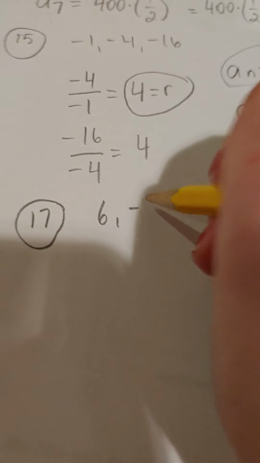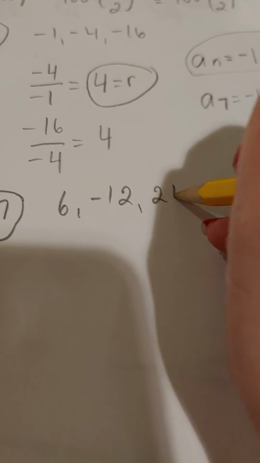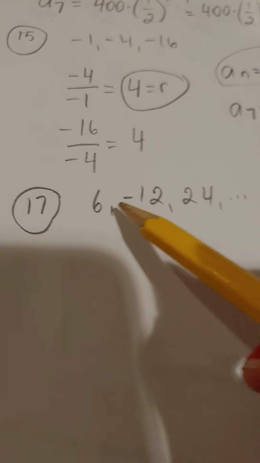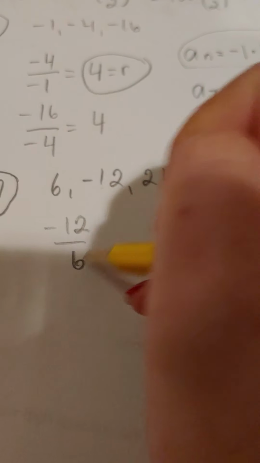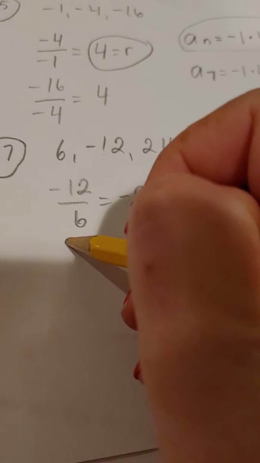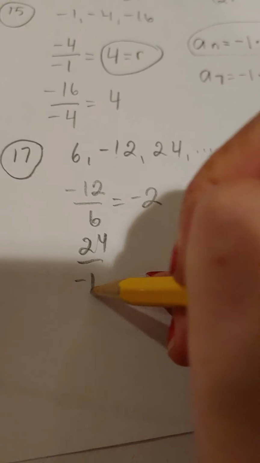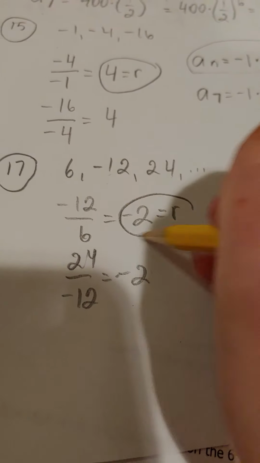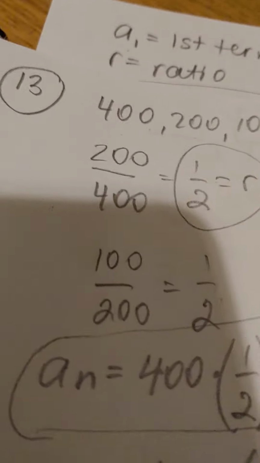Now number 17. You're given 6, -12, 24, and so on. First we're going to find out if this is a geometric sequence. For that, we're going to divide -12 by 6, and the answer is -2. Then I'm going to take 24 and divide it by -12, and the answer is -2. So this is my common ratio, which I'm going to plug into the formula.